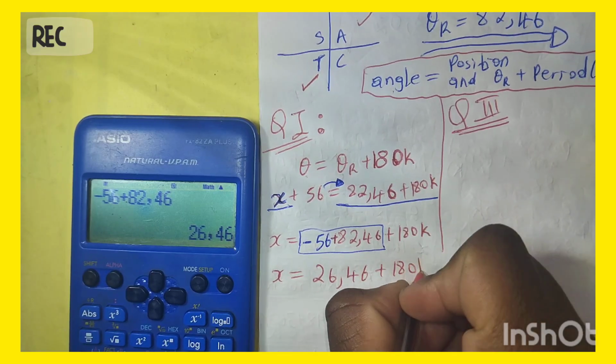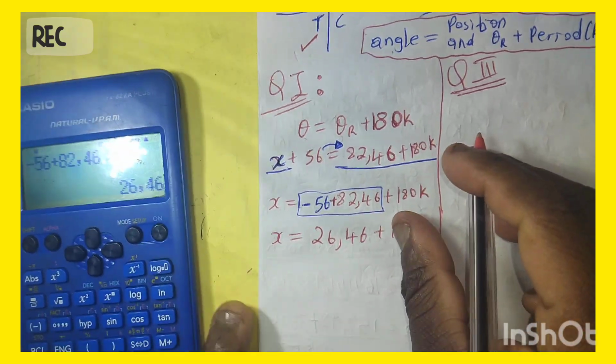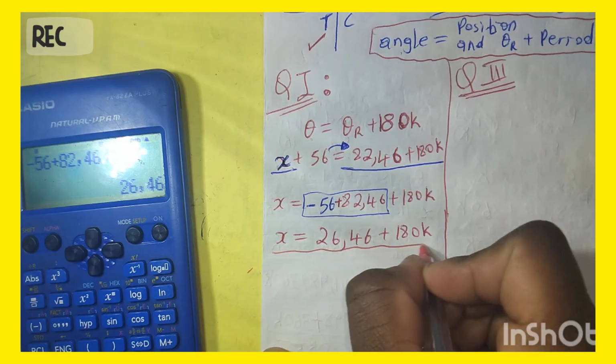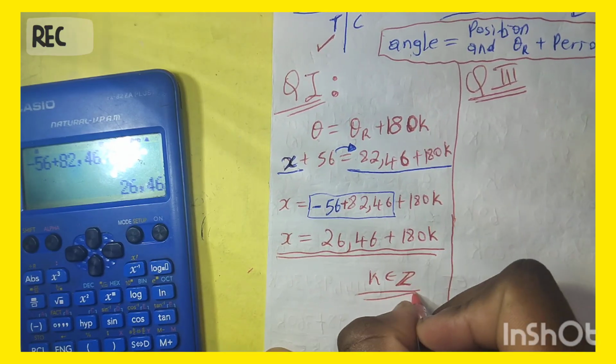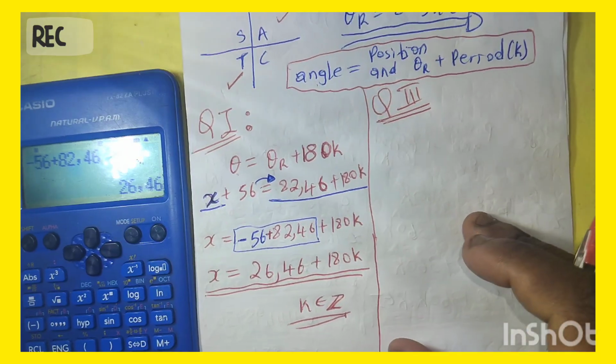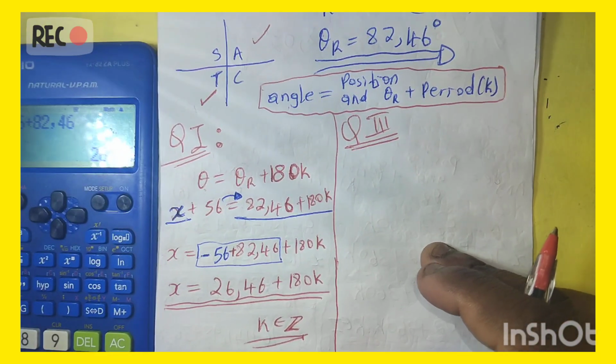Then you drop this one, and now what you can do, you are done. Now you can just say k is the element of all integers. Nothing else, guys. There you are done. Do you see? General solution, guys, is so easy.